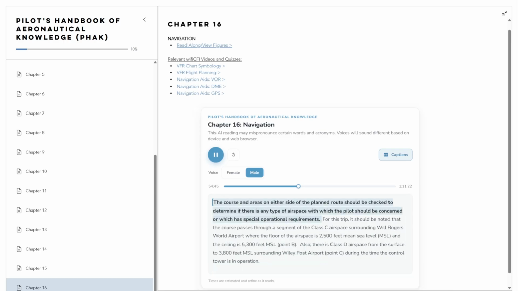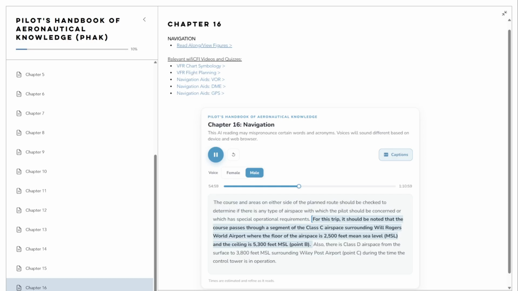The course and areas on either side of the planned route should be checked to determine if there is any type of airspace with which the pilot should be concerned or which has special operational requirements. For this trip, it should be noted that the course passes through a segment of the Class C airspace surrounding Will Rogers World Airport, where the floor of the airspace is 2,500 feet mean sea level, MSL, and the ceiling is 5,300 feet MSL, point B. Also, there is Class D airspace from the surface to 3,800 feet MSL surrounding Wiley Post Airport, point C, during the time the control tower is in operation.